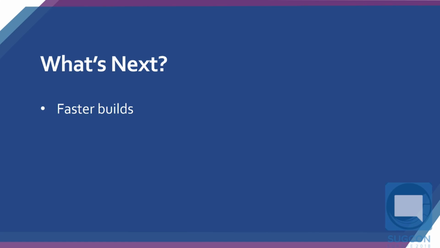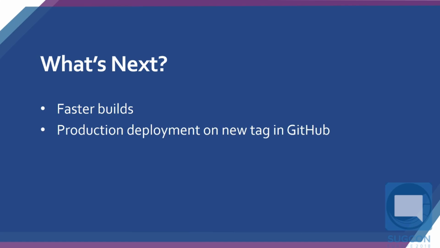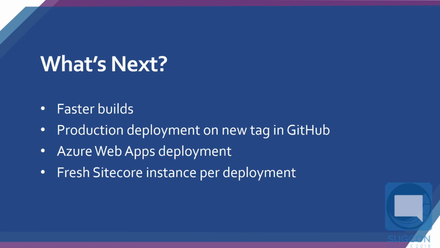I also want to add deployments when I tag a commit on GitHub, so deploy in production. And I would like those deployments to be done on Azure web apps. So instead of on my local machine, I could use a different provider for deployment in production. I also want to do a fresh Sitecore instance per new deployment. So install Sitecore using CIF, and also install WFFM and just deploy from scratch every time.